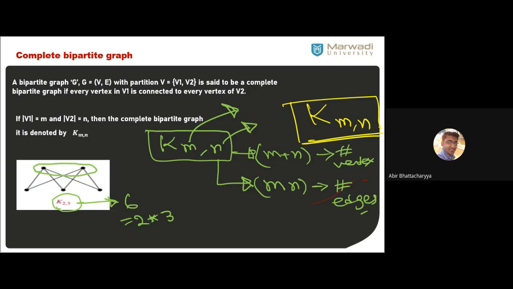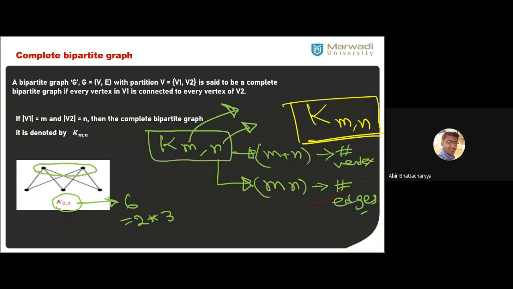So M times N is the number of edges for a complete bipartite graph. And M plus N is the number of vertices for a complete bipartite graph. And what is the notation for a complete bipartite graph? K m,n. And what is the notation for a complete graph? Only complete graph.